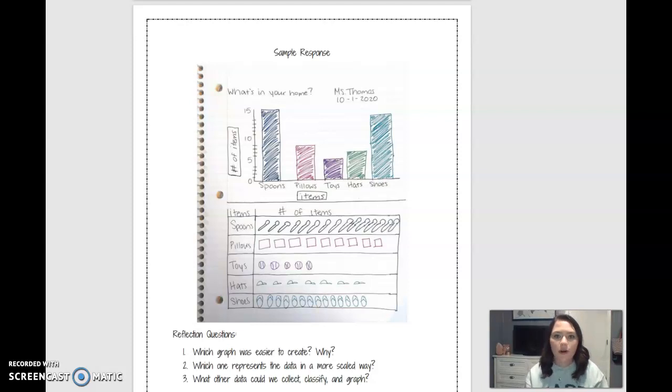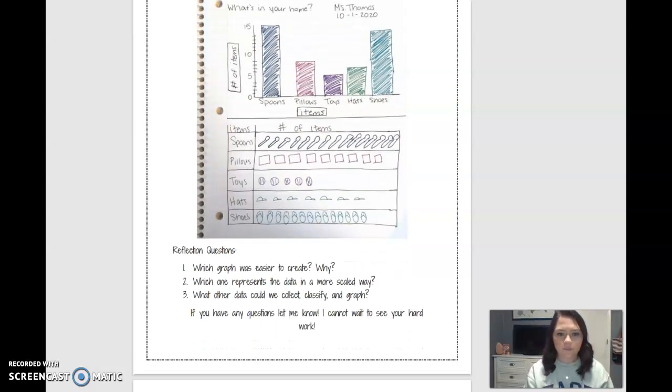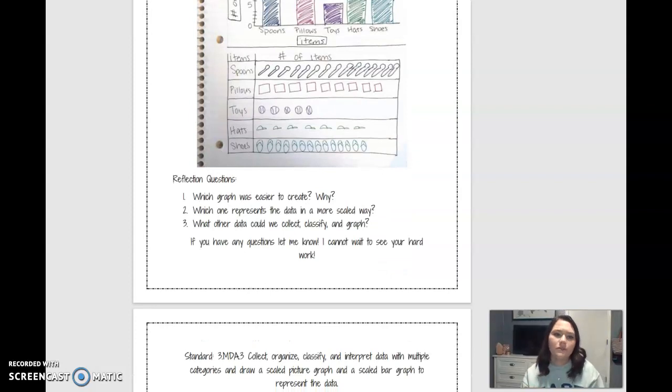It's just What's in Your Home, and then I have my bar graph and my picture graph of the items that I collected from my house. And then right down here are the reflection questions: which graph was easier to create and why, which one represents the data in a more scaled way, and what other data could we collect, classify, and graph. I included the third question so that we could maybe use one of those ideas in a class anchor chart or a class activity or something.